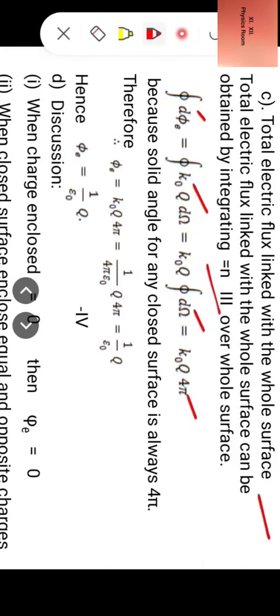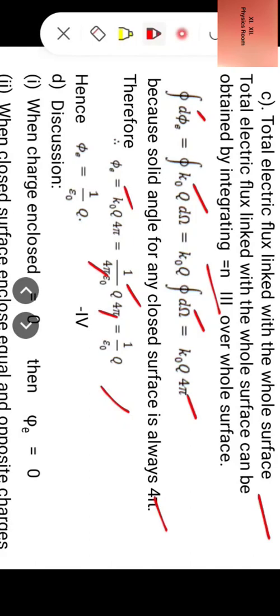Because the solid angle for any closed surface is always 4 pi, we replace the integration of d omega with 4 pi. So finally, we get phi e is equal to k naught q into 4 pi, or it is equal to 1 by 4 pi epsilon naught q into 4 pi. We replace k naught by 1 by 4 pi epsilon naught, and 4 pi cancels, and we are left with 1 by epsilon 0 into q.